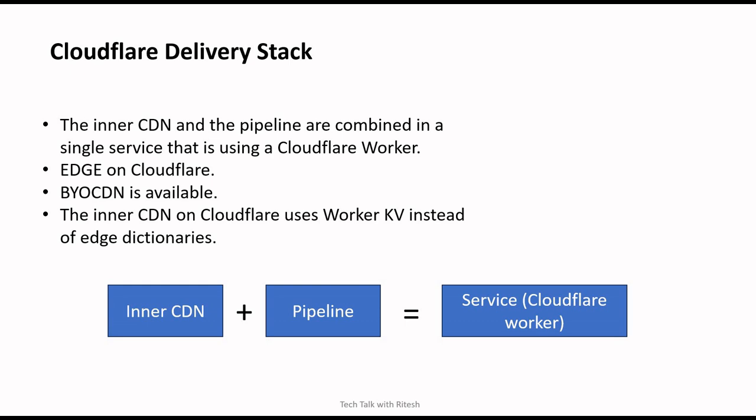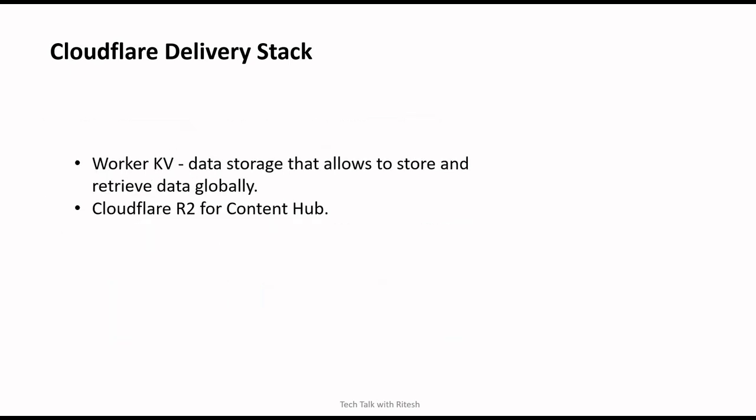And then the inner CDN on Cloudflare uses worker KV instead of Edge dictionary. In the AWS option 1, we have the Edge dictionary option, and I think it's nothing but the edge location concept in AWS. Here we will have the worker KV, which is nothing but storing and reading the content globally, right? I think latency wise it's more reliable. The worker KV data store is used for data storage, and it allows you to store and retrieve data globally.